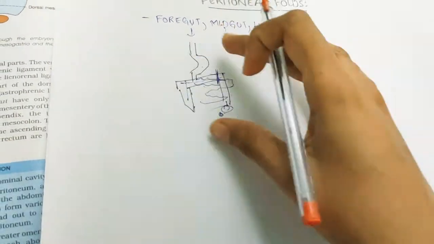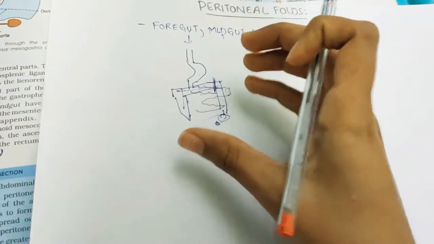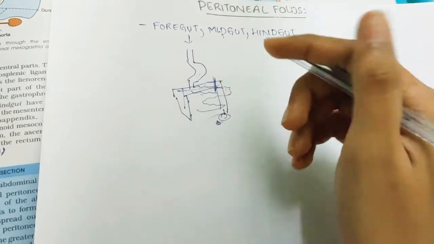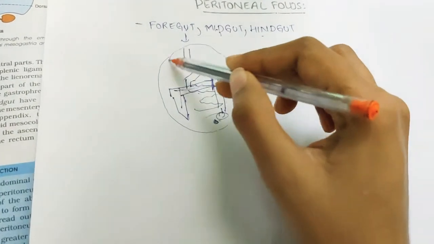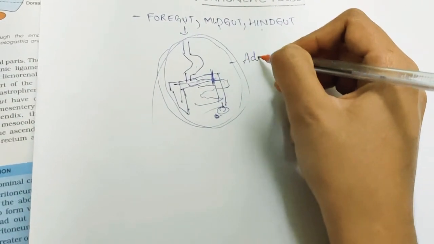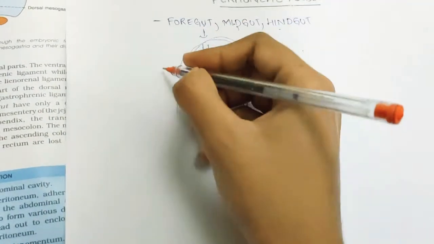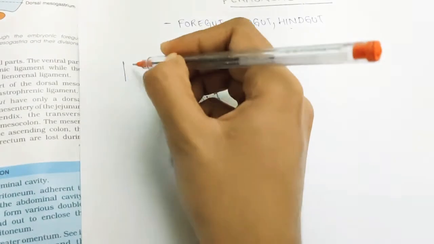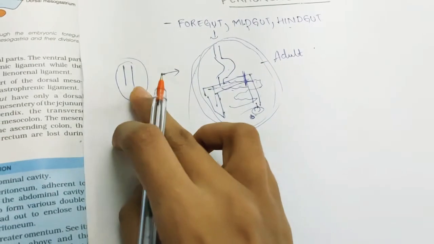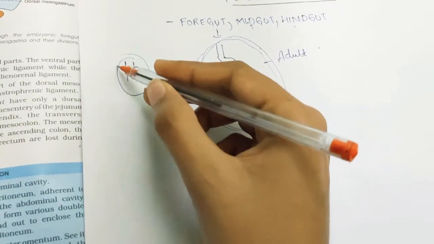This is not so important, but why we are discussing it is because our peritoneal folds revolve around these structures, which are the adult structures. In childhood, if you remember in embryology, our GI system used to be just in the form of a tube. So it is very simple.